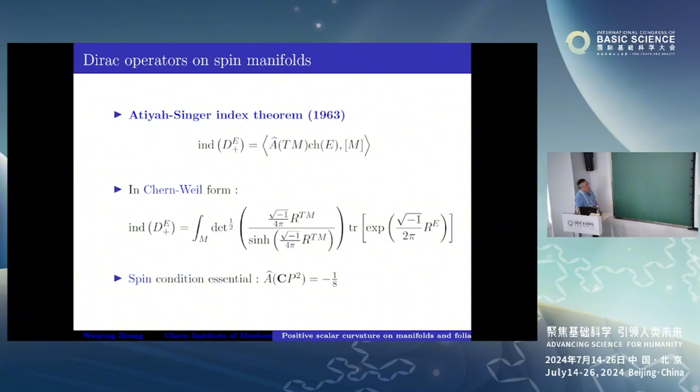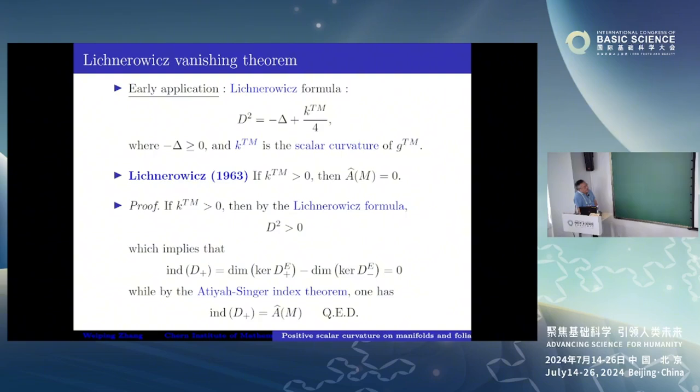An early application of this Atiyah-Singer index theorem is indeed to the scalar curvature problem. Lichnerowicz computed explicitly the square of the Dirac operator. He found that it is equal to the Bochner-Laplacian plus the scalar curvature over 4. Here the Bochner-Laplacian is negative, and of course here is the scalar curvature of the metric.